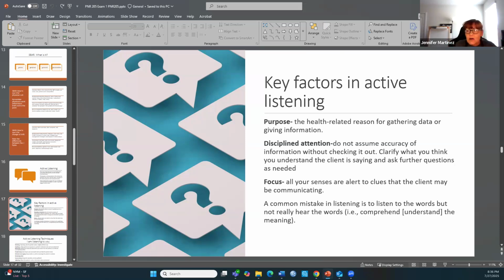So you want to focus all of your senses on any clue that your client is giving, right? We're looking at the verbal and matching it with the nonverbal: body posture, facial expressions, all of that stuff. A common mistake is listening to the words but not hearing the words, right? Again, we may start making grocery lists in our head, or thinking, I got to get to so-and-so's room, or oh my gosh, I forgot to put this order in, or I got to go give this medication. We really have to focus on the client that we are with at that time.